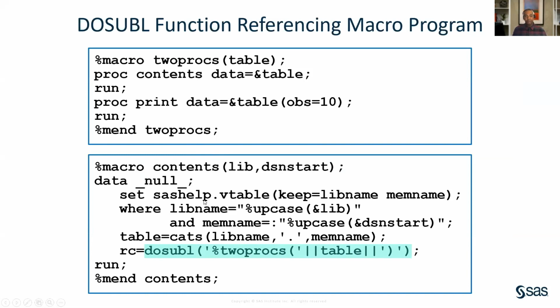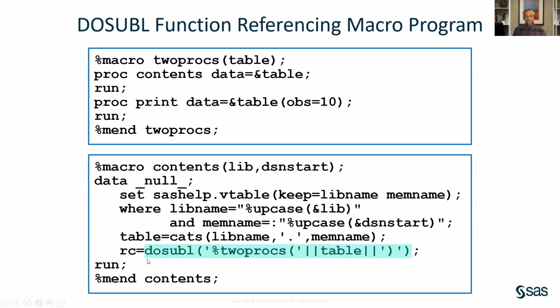Data null, I'm using the vtable, which is again a view of the dictionary tables. I'm keeping just the library name and the member name, which is the table name, where the libname equals whatever I specify when I call the macro, and I move it to uppercase just in case I forget to type it that way. And the member name, which is the table name, equal-colon means it begins with %upcase. I'm moving whatever I type to uppercase. Then the table will be the concatenation. I'm using cats with the libname, dot, the member name. Don't have to worry about the trailing blanks, so this function will take care of that.